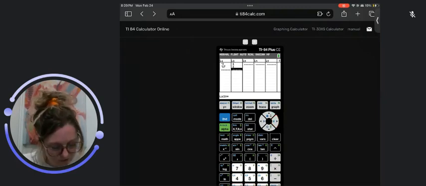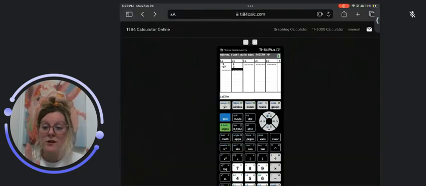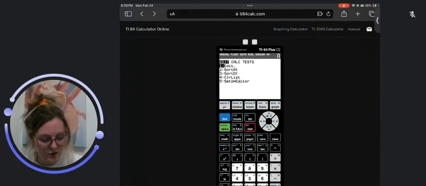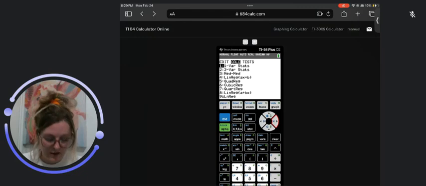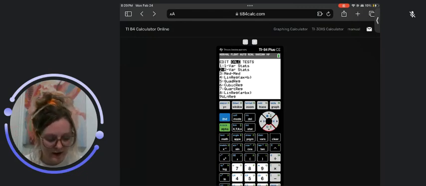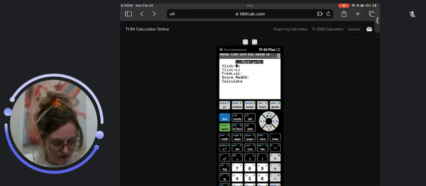Is it positive or negative? Positive. Okay. And then after that, I'm going to, again, click Stat. I'm going to tab to the right to say Calc. And then I'm going to go down to 4. 4 stands for LIN, which is linear. We're looking for lines, so that makes sense. Click Enter. You're going to click Enter a lot of times.